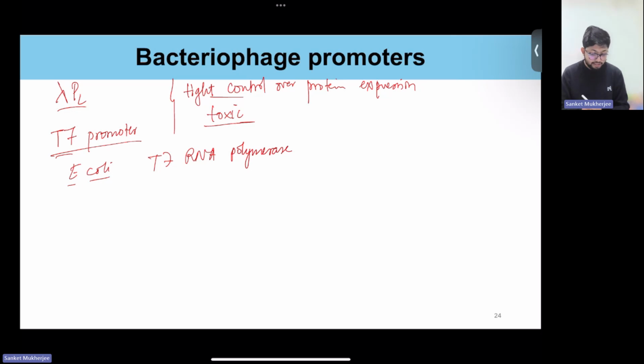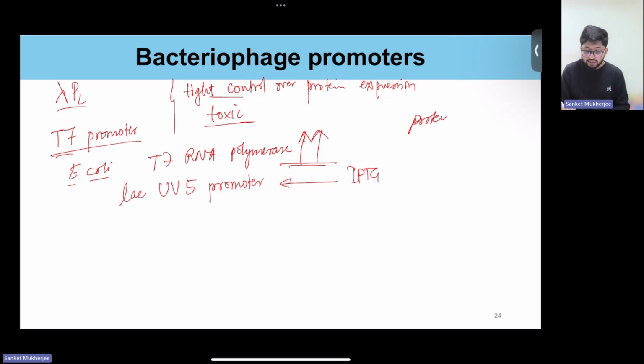T7 RNA polymerase is under the strong control of the lac UV5 promoter, and when you induce with IPTG, the lac UV5 promoter will cause overexpression of T7 RNA polymerase, leading to your protein of interest. So let's say you're using a pET series vector, pET 28A. It has a T7 promoter, and then it will have your gene of interest. This is the target gene.